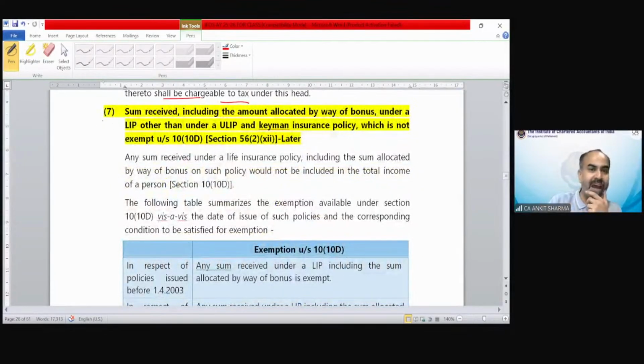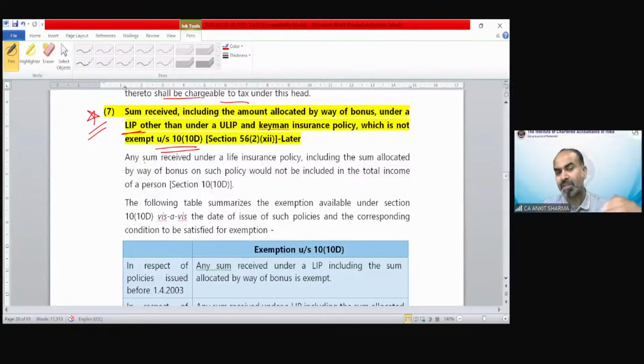That was point number 7 I was talking about, which has been newly inserted last year. That is sum received, including the amount allocated by way of bonus, or any other LIP, if that is not exempt under section 10(10D). This is a huge topic, and I believe if we start discussing it now, you will be very confused with the other provisions of income from other source. Till now, today we have discussed the deemed dividend concept, then some small concepts, the gift concept, and then the compensation provision we have just gone through.